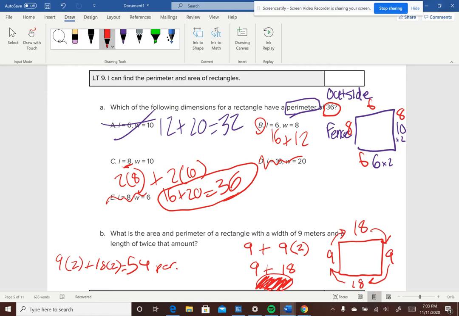And now we're looking at the area, right? So perimeter is donezo. Now we're looking at the area. And that is going to be 9 times 18. Well, 9 times 10 is going to give me 90. 9 times 8 is going to give me 72. So if I add those together, I'm going to end up with 162. And since this is referring to area, that is going to be meters squared. So I can do M with my little 2 here. And that is going to be my area.